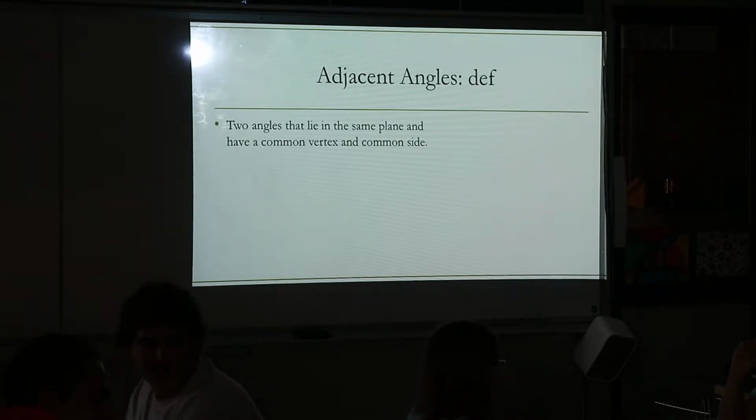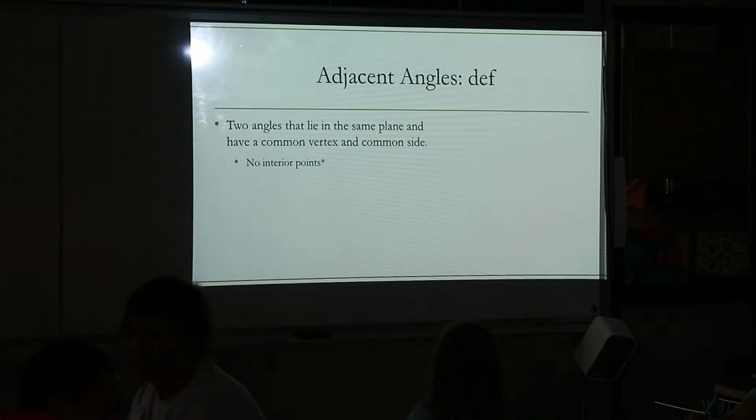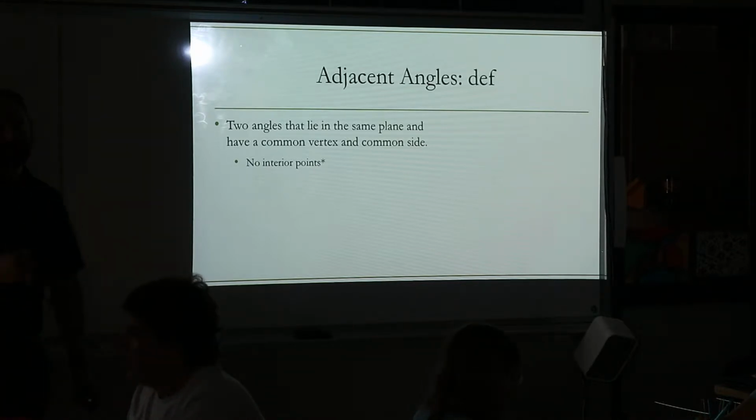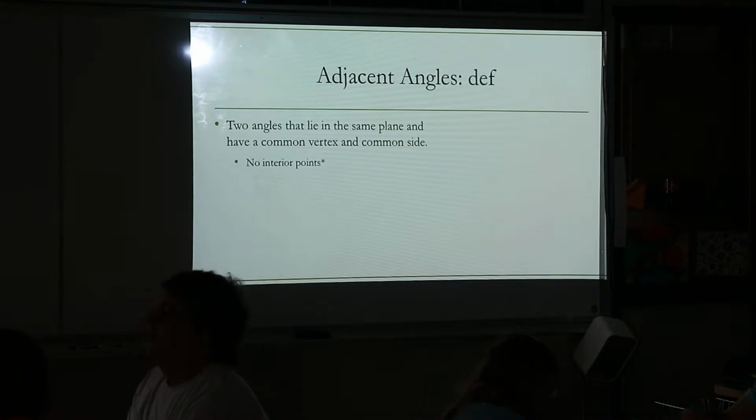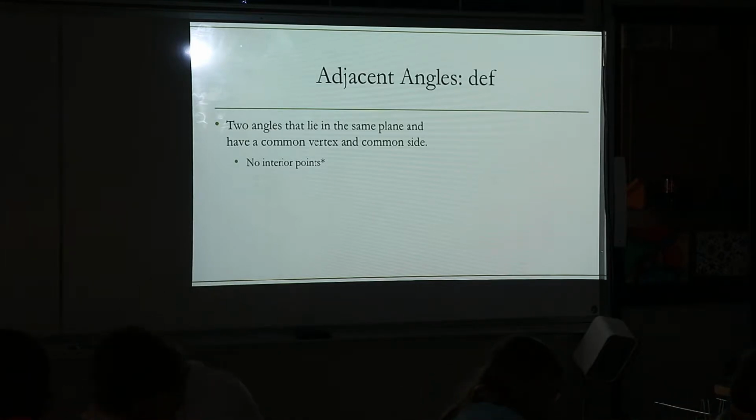Alright, 2 angles that lie on the same plane have a common vertex and common side. Now, the new stipulation, this is something we've never discussed before. The book says this. This is one extra bullet. I put a little asterisk next to it. We need to highlight this. This is one of the parts we need to discuss. They can share no interior points.